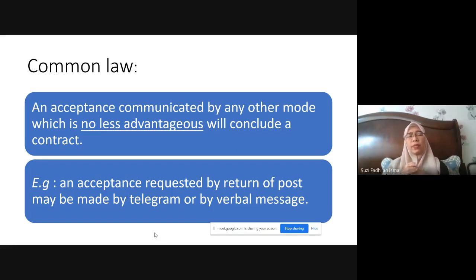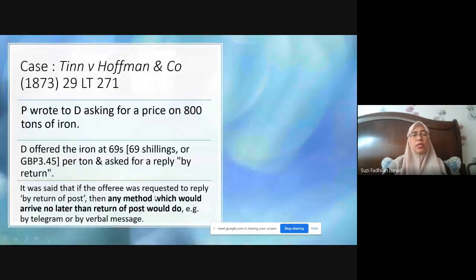So here, an acceptance requested by return of post may be made by telegram, which is faster in those days, or even by verbal message, which is akin or similar to face-to-face. Rather than you post a letter, wait a few days, and only then you receive the letter. So there's a gap of time. But if it is by telegram, usually within the same day, within a few hours, or by verbal message, it's like face-to-face. You say it clearly to the other party that you want to accept the offer. This is the rule at common law.